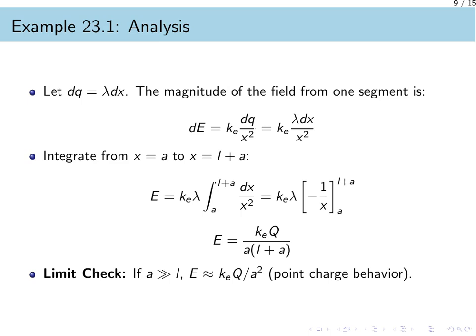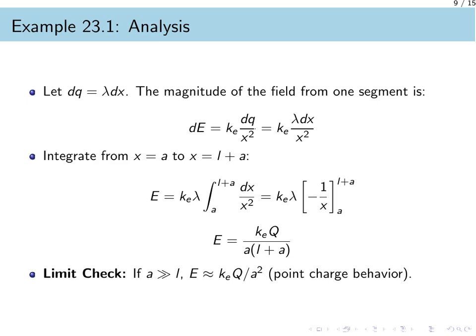The magnitude of the differential electric field from this one segment is the Coulomb constant times lambda dx, divided by the distance x squared. To find the total field, we integrate this expression from the left end of the rod, where x equals a, to the right end, where x equals L plus a. Evaluating this integral shows that the total electric field equals the Coulomb constant times the total charge Q, divided by the product of a and the quantity L plus a.